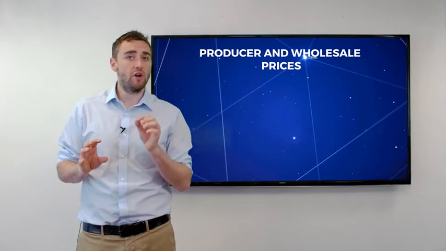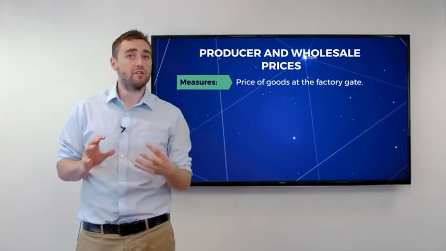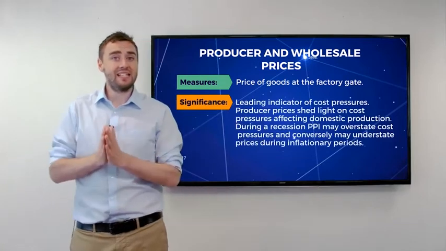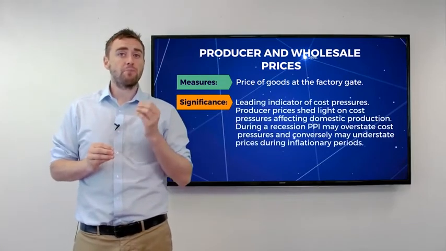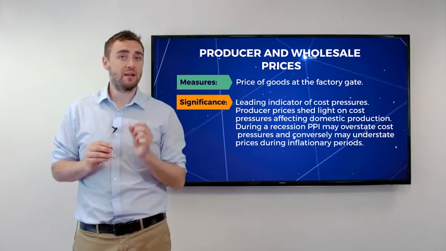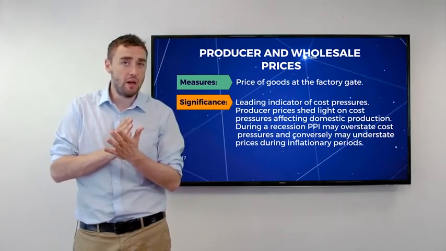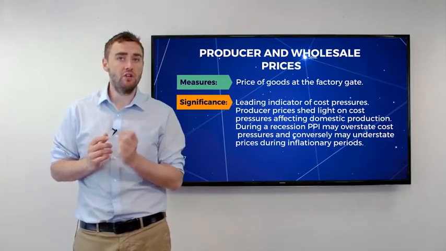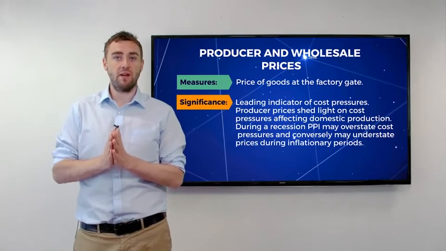Next, we have producer and wholesale prices. These measure the price of goods at the factory gate. And it's significant because it's a leading indicator of cost pressures. Producer prices shed light on cost pressures affecting domestic production. During a recession, PPI may overstate cost pressures and conversely may understate prices during inflationary periods.